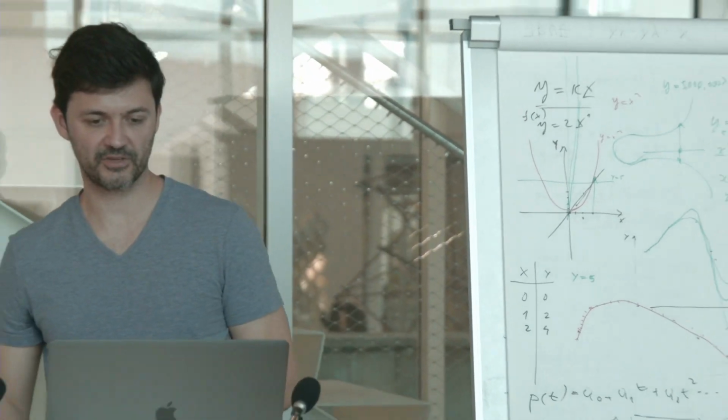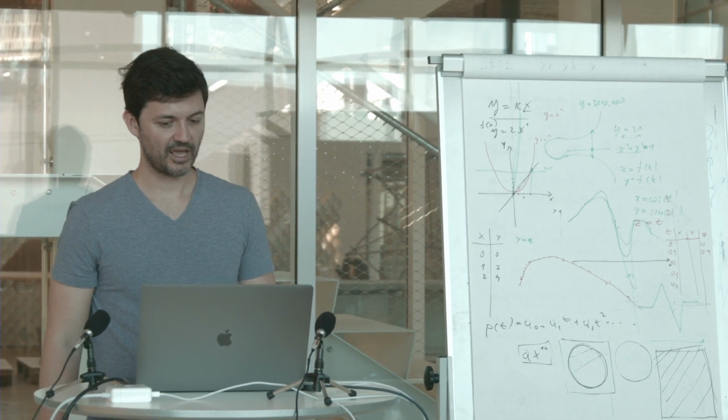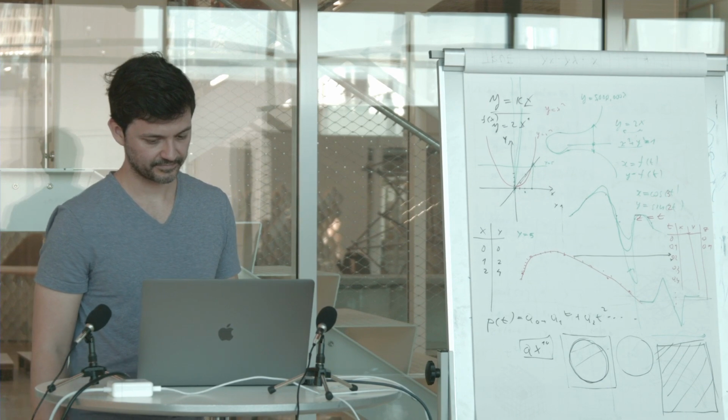Also, it has two parts of the definition. It has geometric entities like point, line, and surface, and it has so-called topological entities like vertex, edge, and face.